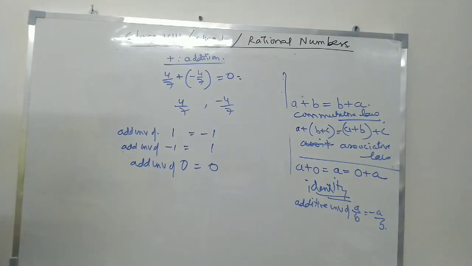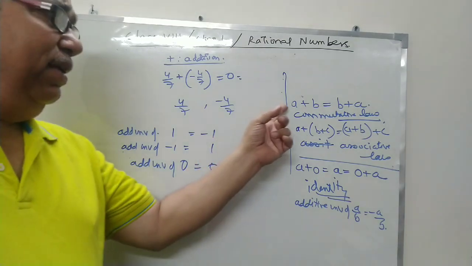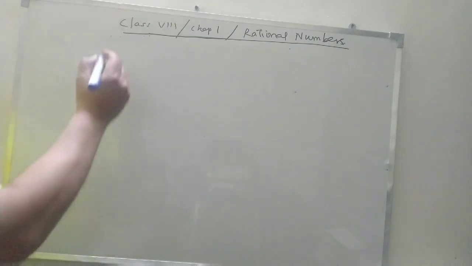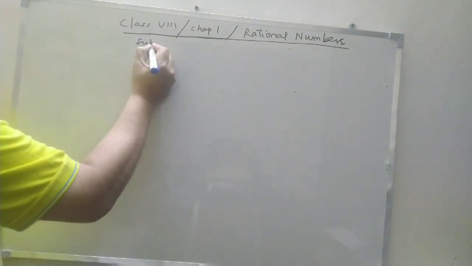Now, so we finish with the properties of addition once again. Yes, so we have just done properties of addition. Now let us continue with properties of multiplication, division, etc. Sorry, first of all, I'll take up subtraction. The next operation is subtraction.